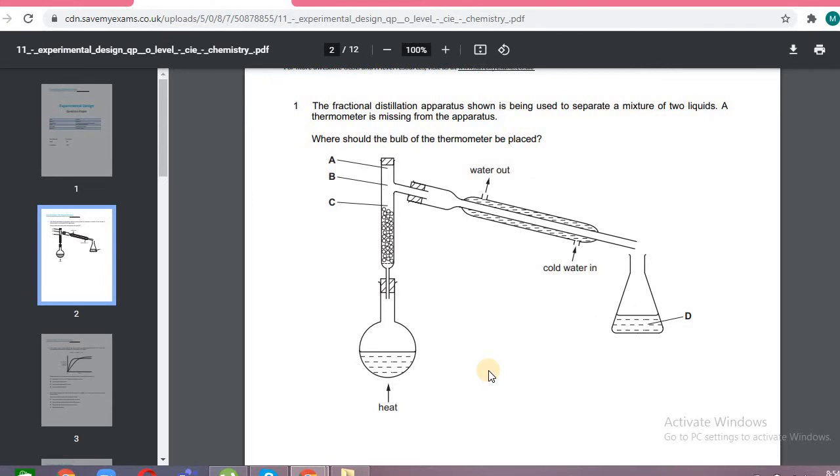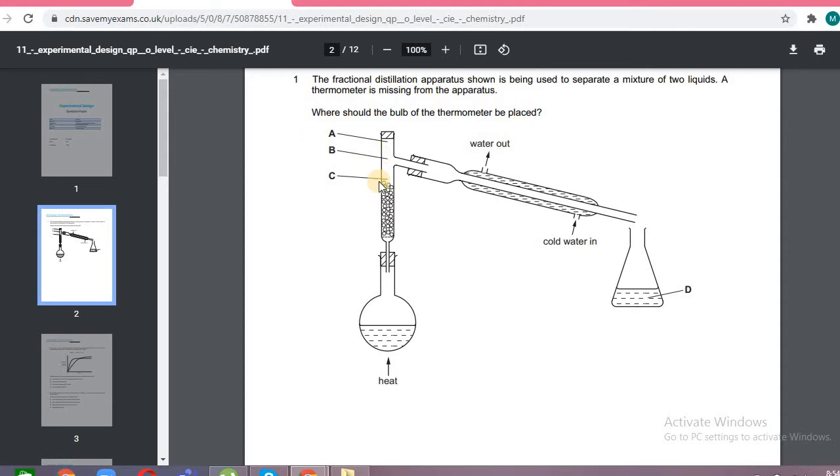So let's start it. In the first question, they have given us a setup where fractional distillation can occur, and they're asking us that in this assembly of the apparatus, where should the bulb of the thermometer be placed? When we study the topic fractional distillation and the assembling of the apparatus, we know that the bulb of the thermometer should be very close to the mouth of the condenser, where the condenser is attached with the fractionating column. So Bravo is the correct answer.